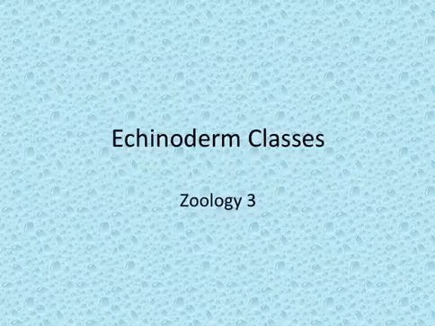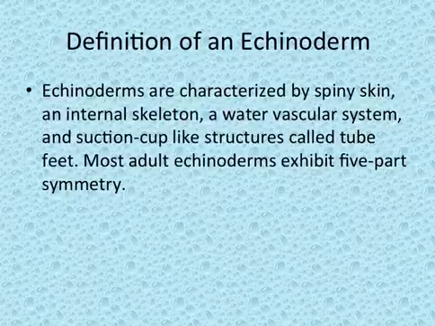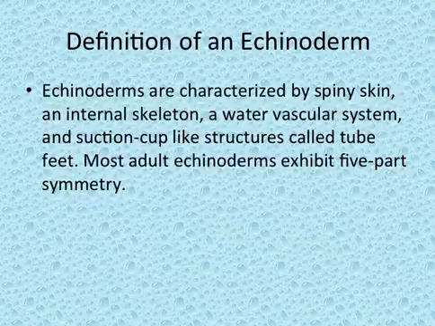In this lesson, we'll be learning about echinoderm classes. First, remember what an echinoderm is. Echinoderms are characterized by spiny skin, an internal skeleton, a water vascular system, and suction cup-like structures called tube feet. Most adult echinoderms exhibit 5-part symmetry. So all of these classes that we talk about have these characteristics.